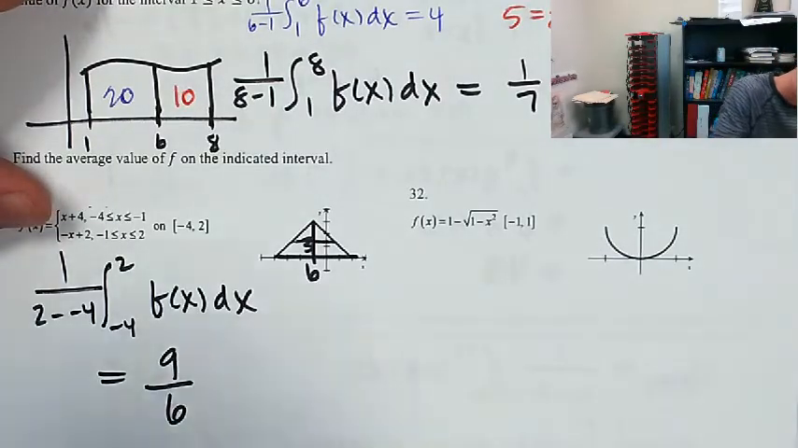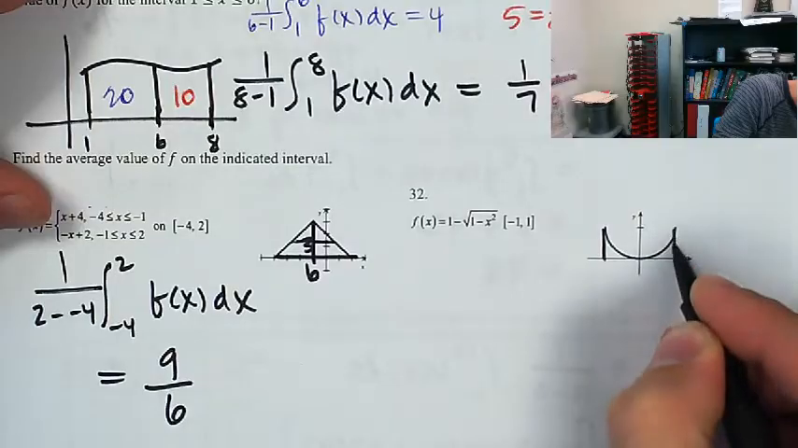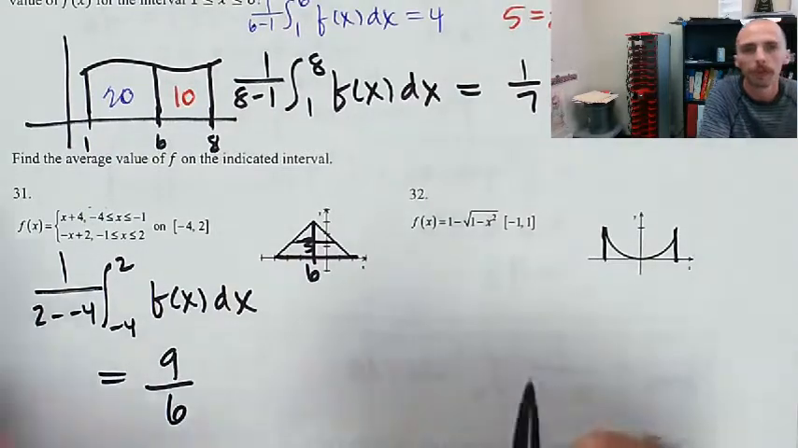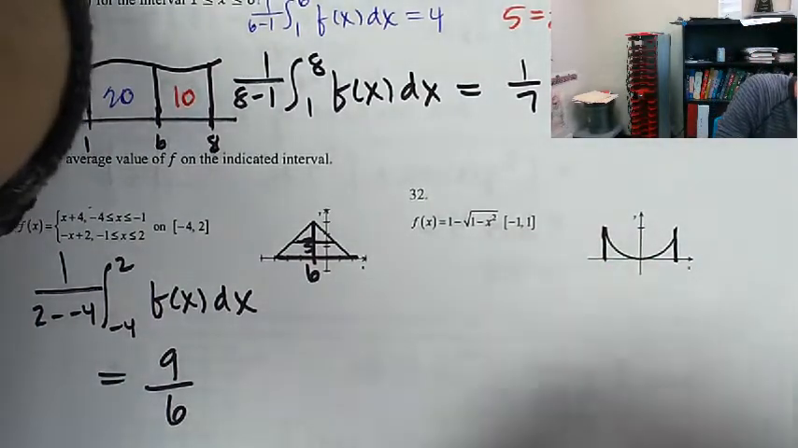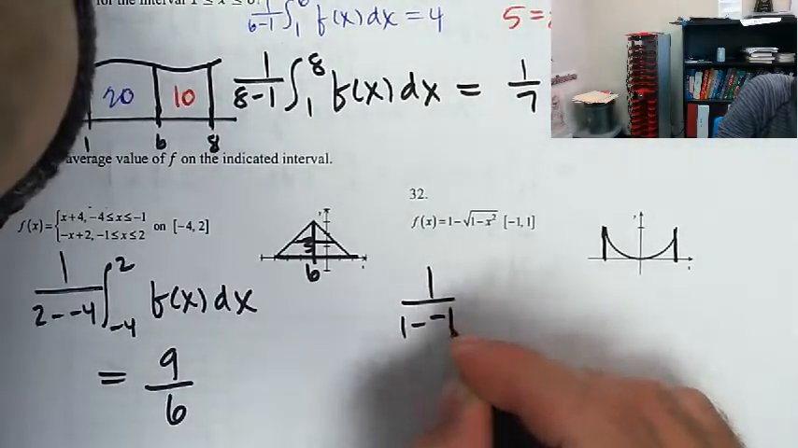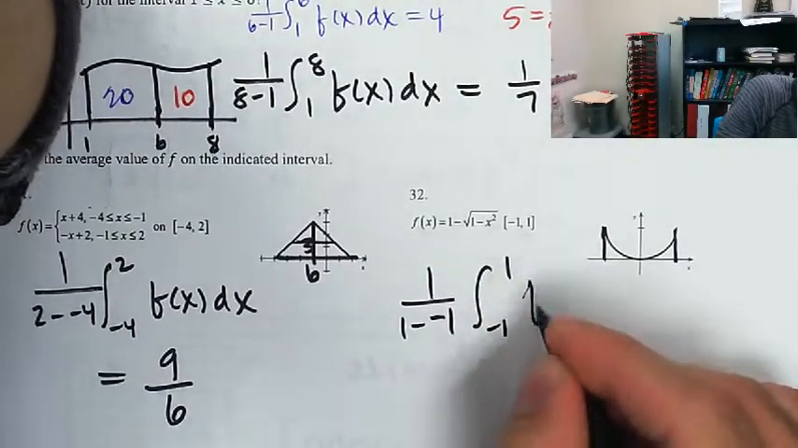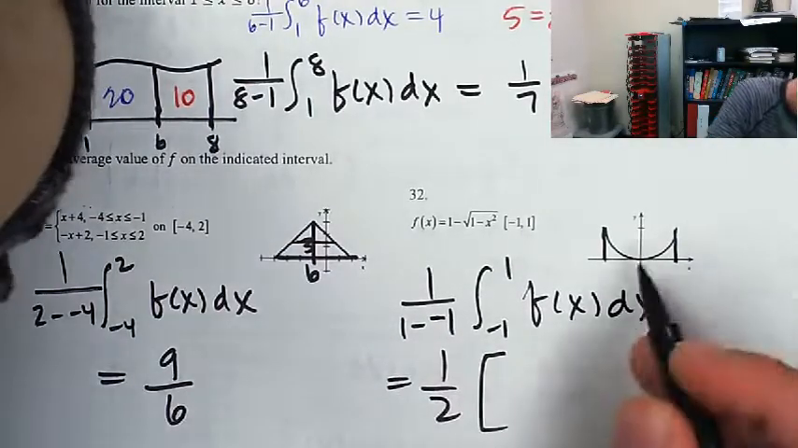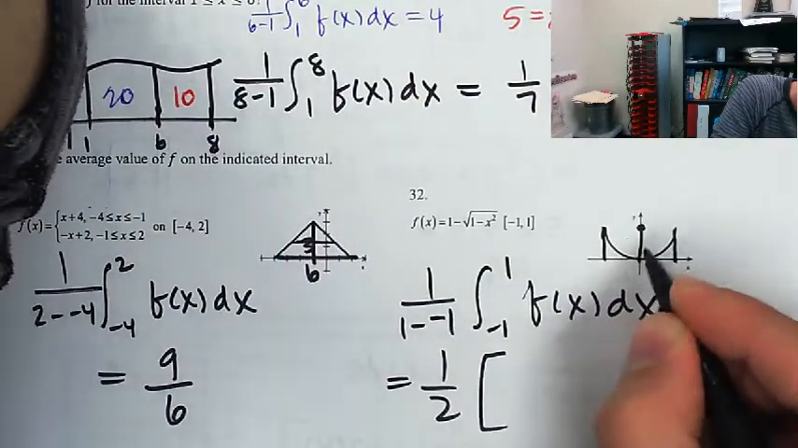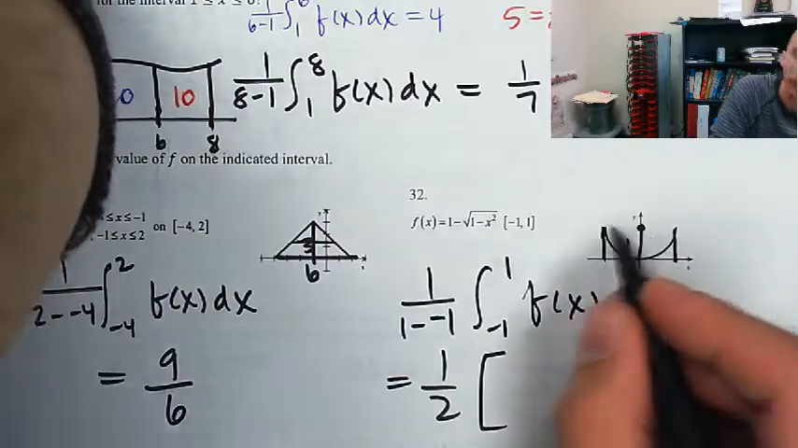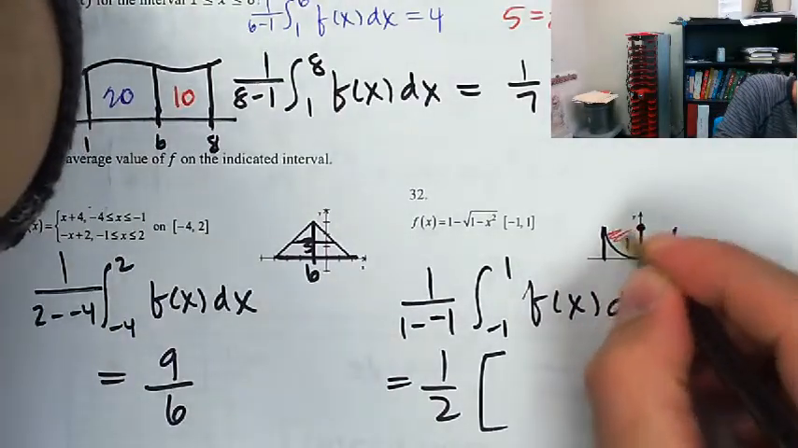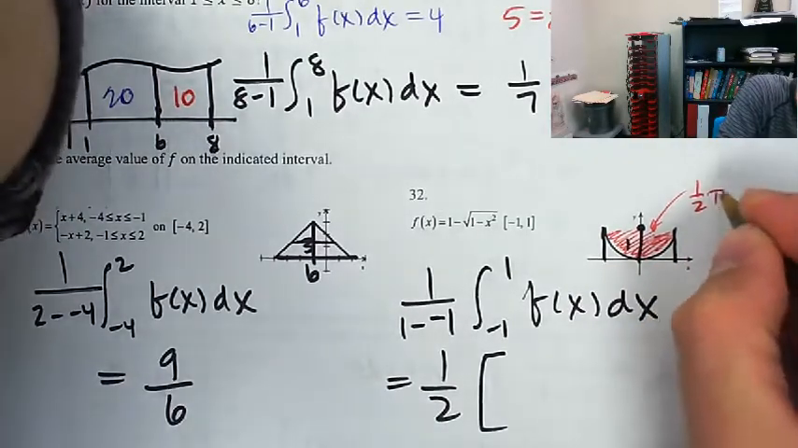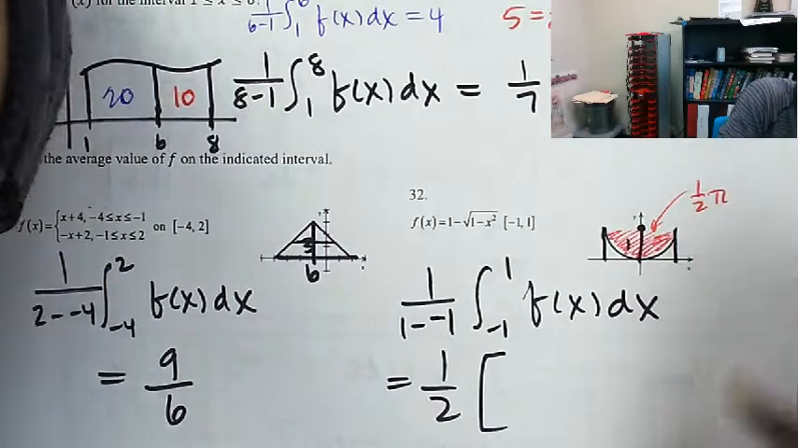Now for this one, we need to figure out the area underneath the semicircle. I don't know that we need to do that this year, except maybe on the first day of school when I gave you a geometry quiz or something. So on the interval -1 to 1, it'll be 1 over 1 minus -1, times the integral from -1 to 1. This appears to be a circle with radius 1. So the half circle that I'm going to shade in red has area 1/2 of pi times radius squared, which is 1 squared, so it's just pi over 2.